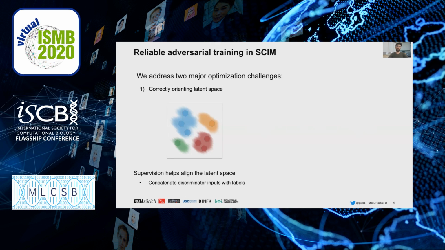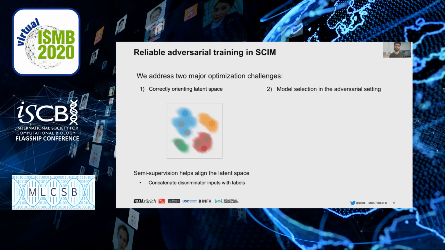To overcome this problem, we help SCIM orient the latent space by providing the discriminator with categorical labels that inform it about the underlying structure. These labels could be cell type, for example. Discriminator inputs are concatenated with one-hot representations of these labels. In most applications, only a few labels are enough to successfully orient the technologies. These points act as anchors, defining and coordinating the space around them across technologies.